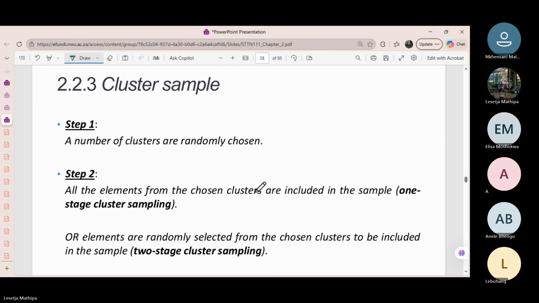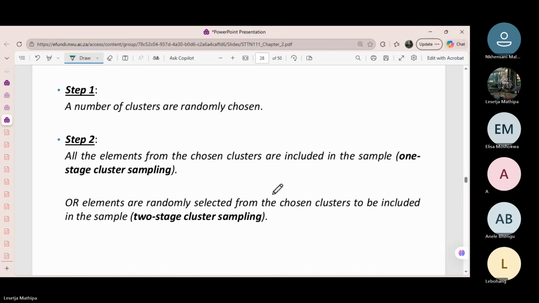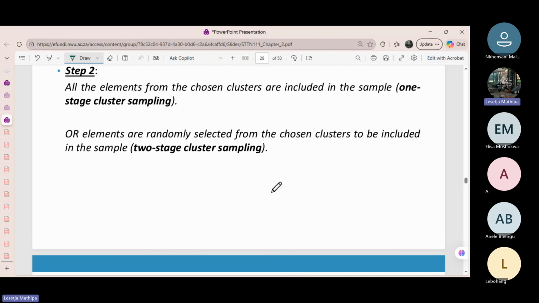Step one, you will be given the number of clusters, and those clusters are randomly chosen. Now, the elements from the chosen clusters that are included in the sample are randomly selected from the chosen clusters. That is what we call the two-stage cluster sampling.